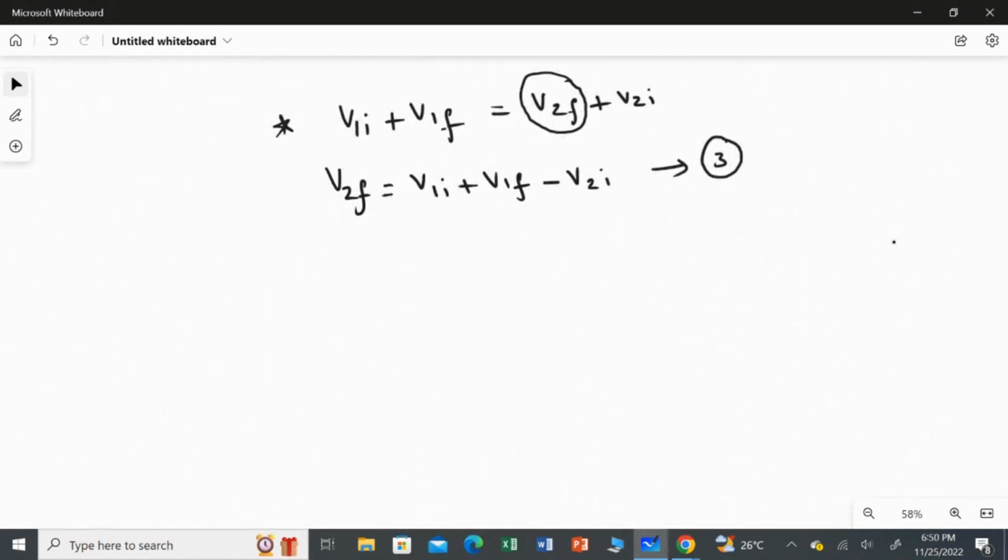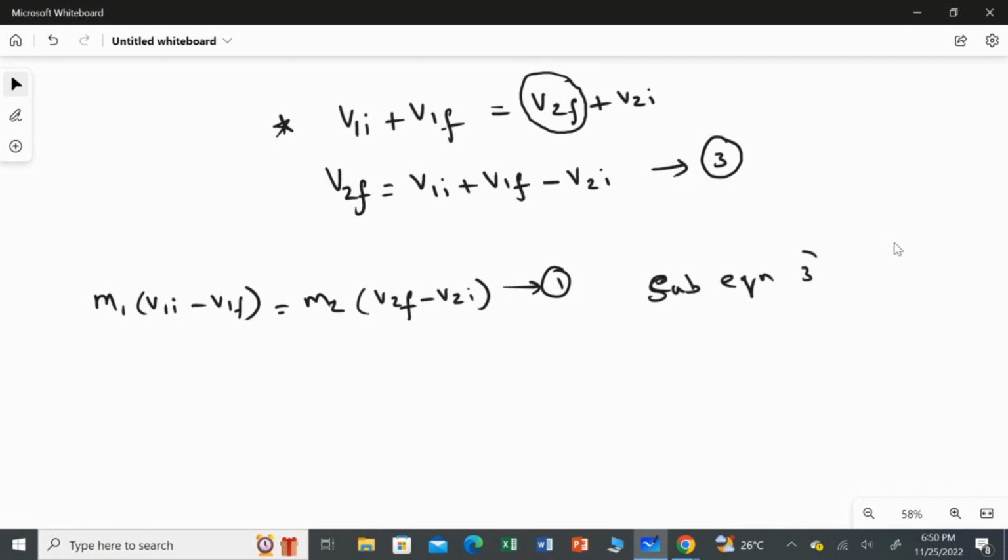So what is our first equation? Let's write the first equation one more time, which is M1 (V1 initial minus V1 final), which is equal to M2 (V2 final minus V2 initial). So this is our first equation, right? Now I'm going to substitute equation 3 in equation 1. So I'm going to take this and substitute here.